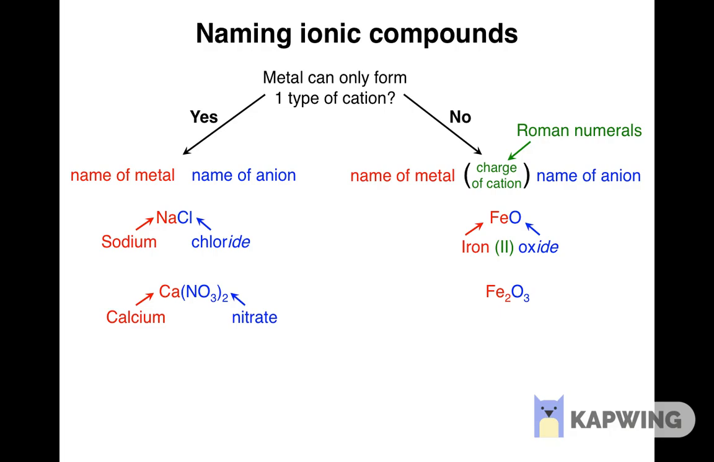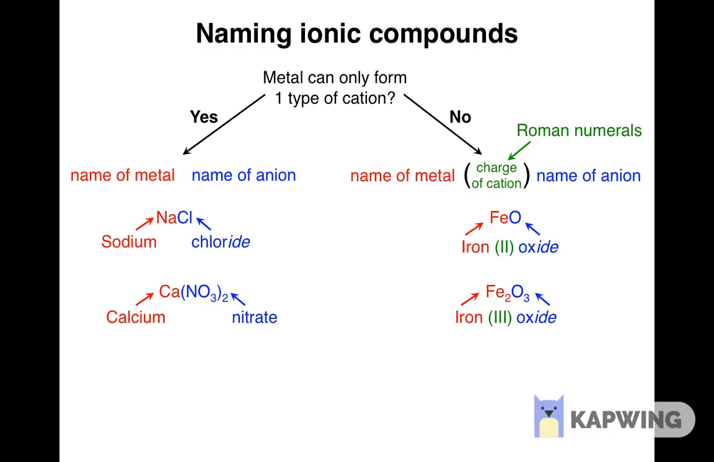Now we can name the compound. It is iron(III) oxide. Name of metal followed by the magnitude of the cation charge, 3 times larger than the electron charge, followed by the name of the anion, in this case oxide.